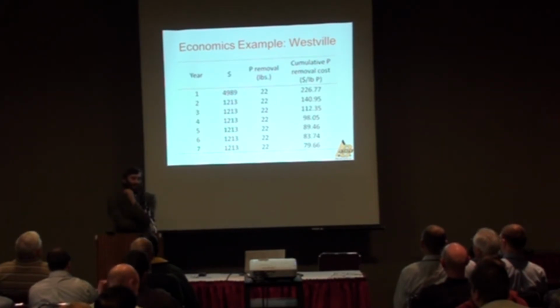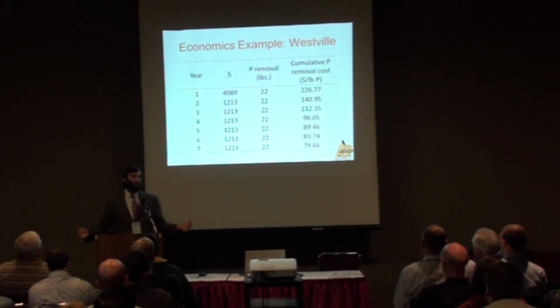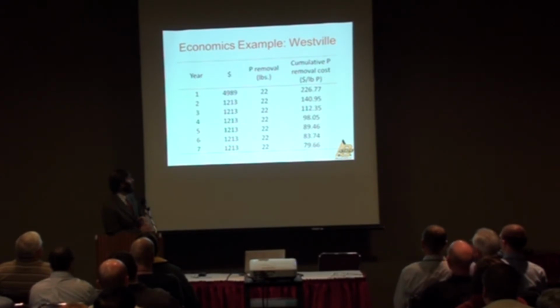Okay, so we express this in dollars per pound of phosphorus removed. That's typical. You see, in the first year, you have to build the physical structure. That's the most expensive part. So nearly $5,000 the first year, and yet we designed it to remove 22 pounds of phosphorus a year. So the first year that would come to around $227 per pound.